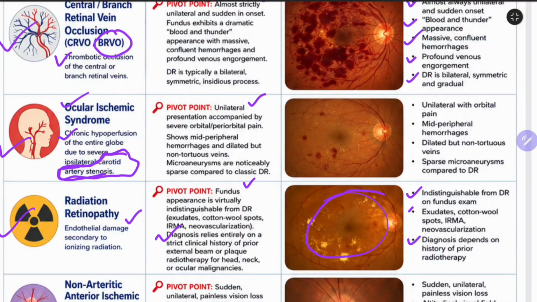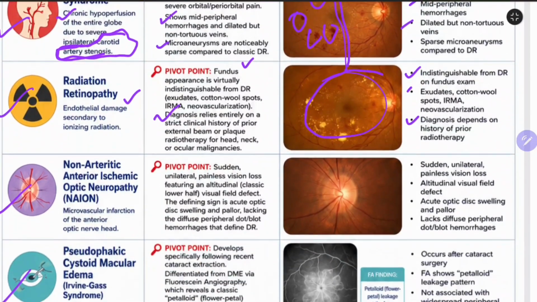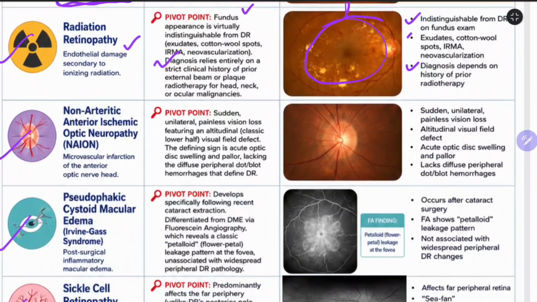So there will be unilateral presentation accompanied by severe orbital pain, because there is ischemia of the eye. It shows mid to periphery hemorrhages and dilated but non-tortuous veins. Microaneurysms are noticeable but sparse compared to classical diabetic retinopathy. Unilateral with orbital pain. Mid to periphery hemorrhages can be seen, you can see here mid to periphery. Dilated but non-tortuous veins will be there, and microaneurysms, if present, are very much less compared to diabetic retinopathy.